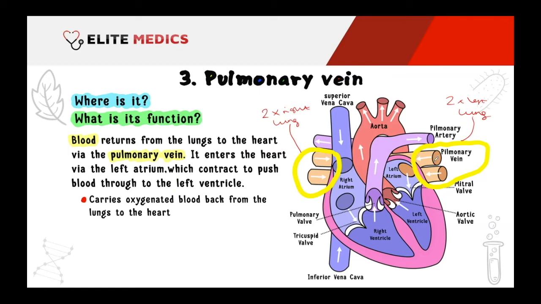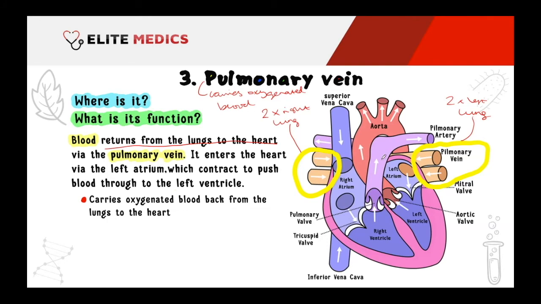This is taking blood from the lungs. It's returning blood from the lungs to the heart. And again, like the pulmonary artery is an exception to the rule for arteries, this vein is an exception to the rule for veins because it carries oxygenated blood. Because that blood has been oxygenated in the lungs, it's being returned to the left atrium where it can then be emptied into the ventricle and then out through the aorta.